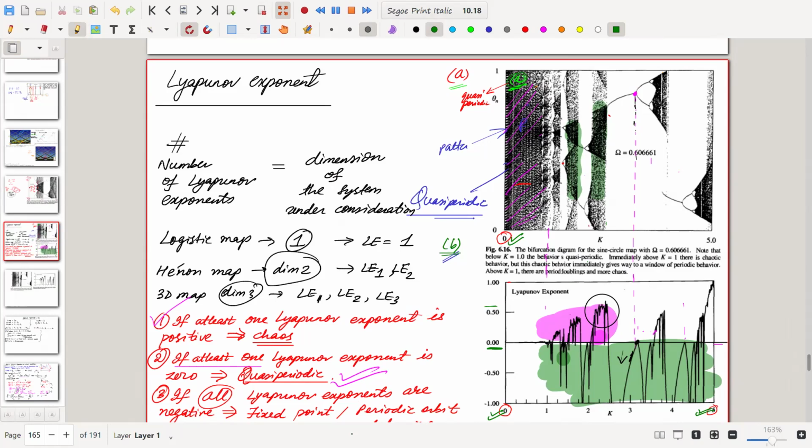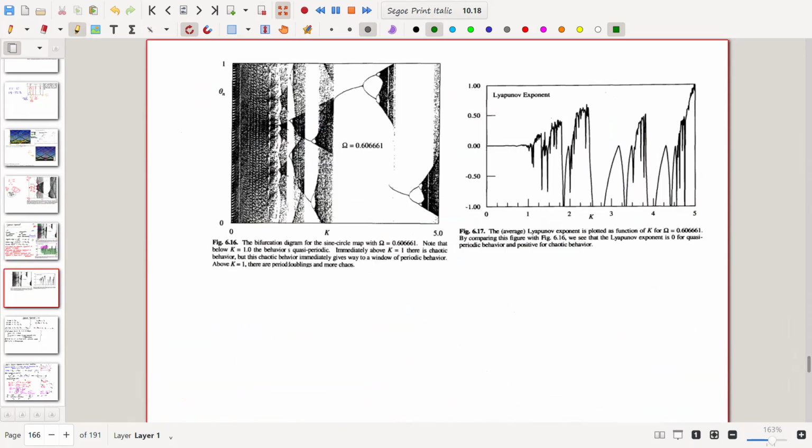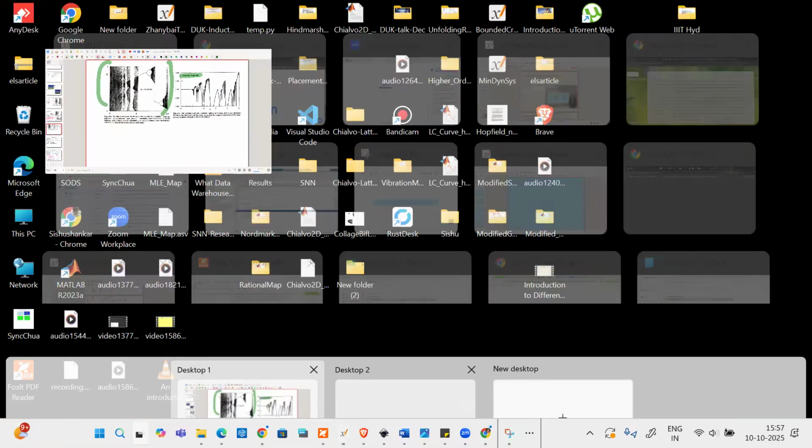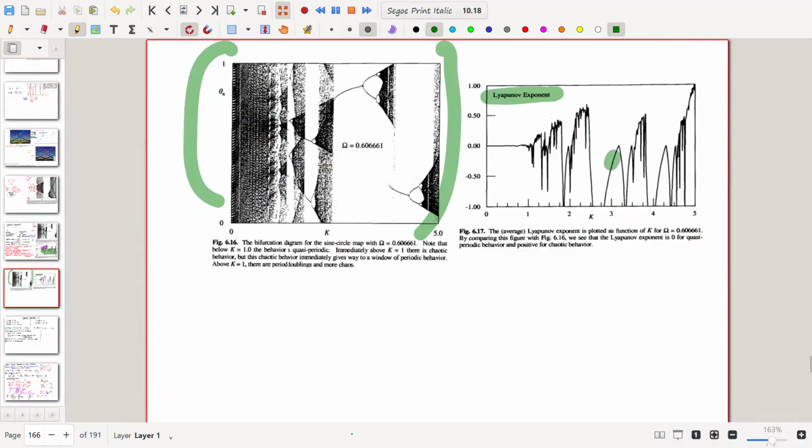Okay. Fine. So this is what I wanted to show you today. Similarly, you can study this same diagram. So whenever we draw a bifurcation diagram, it is better to have a Lyapunov exponent diagram side by side, so that you can easily see which point has a negative Lyapunov exponent and which point has a positive Lyapunov exponent.